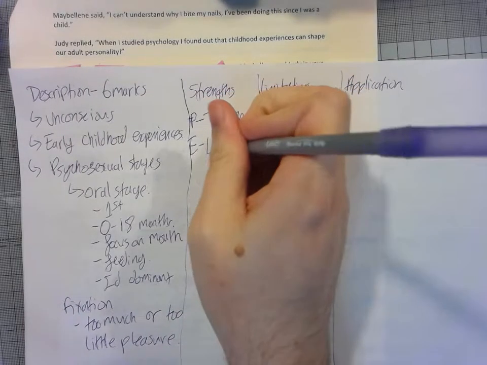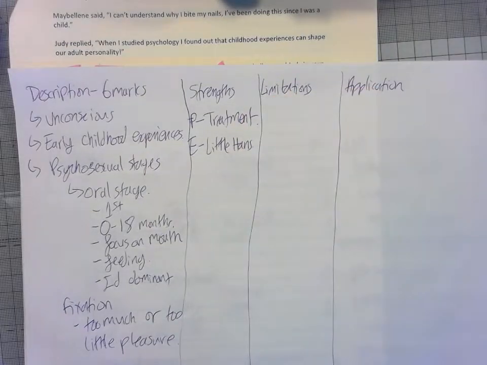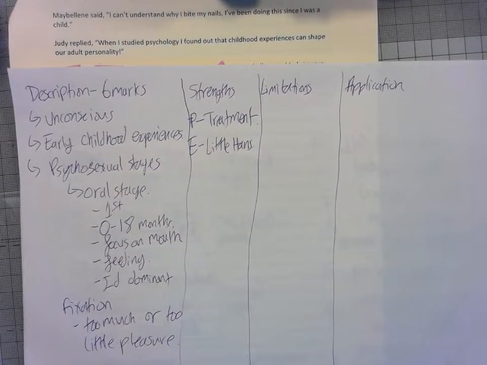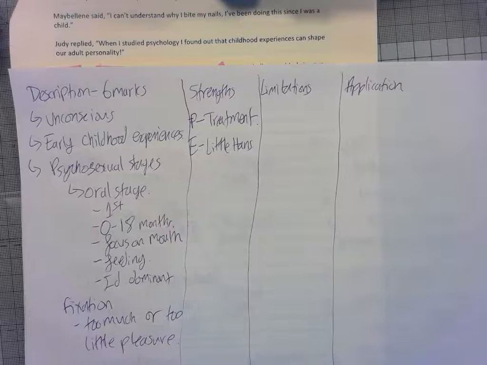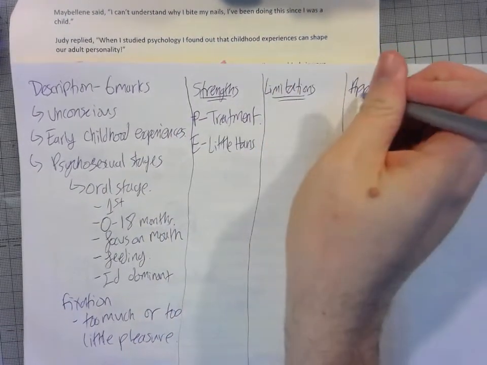So Little Hans was a case study by Freud in which he came to him with a phobia of horses, and Freud, using his methods of looking into the unconscious mind, managed to cure Little Hans of his phobia. So that would be my explanation.